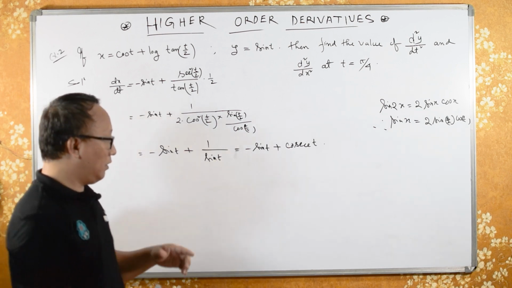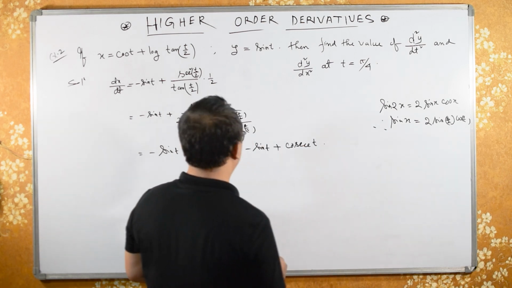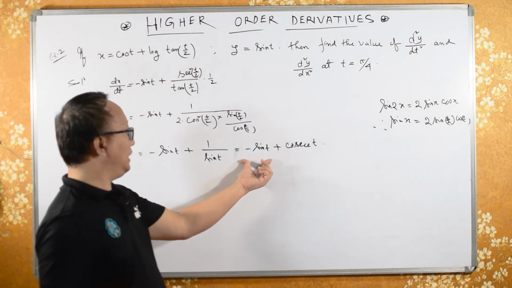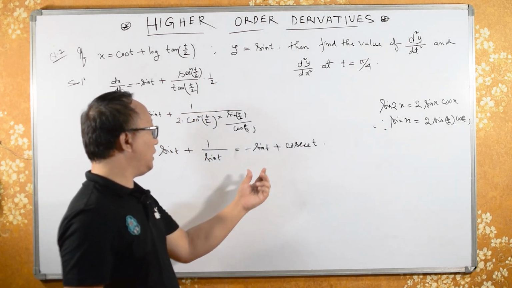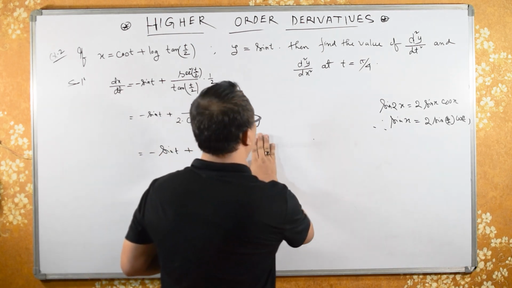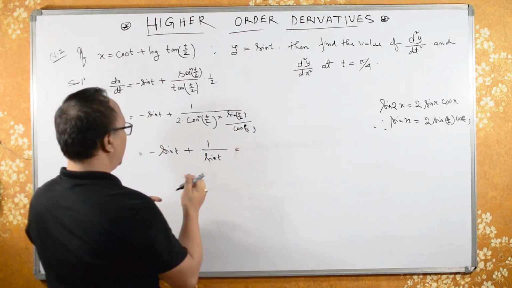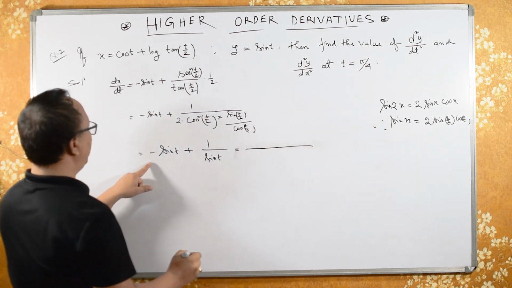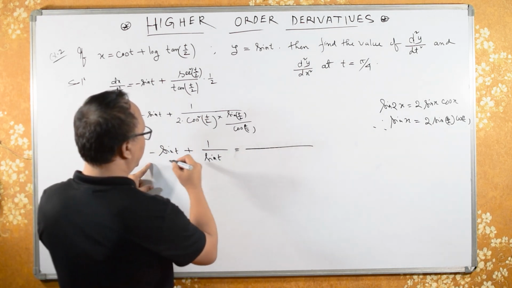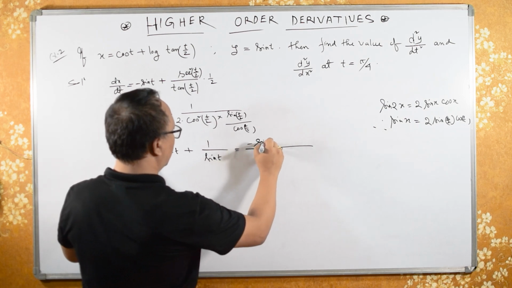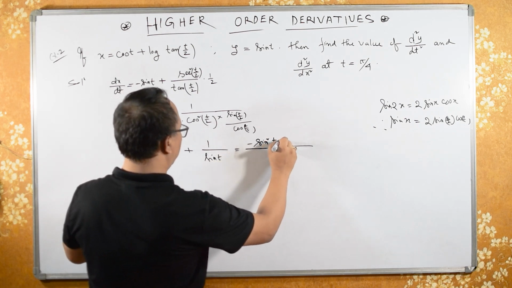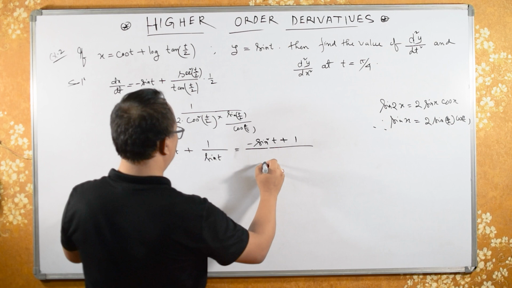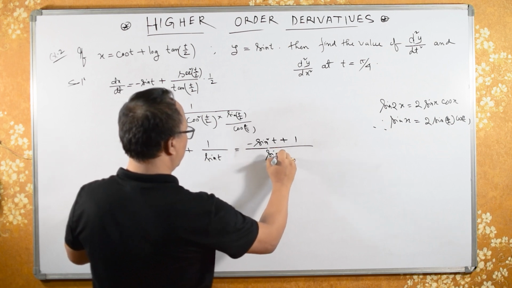Okay. Now let's do one thing. Now if I differentiate this, then this is also fine. Otherwise, what we can do is take the LCM over here. If I take the LCM, then what will it be? Sin square t minus sin square t plus 1 upon sin t.